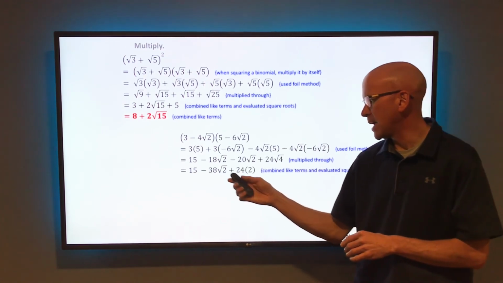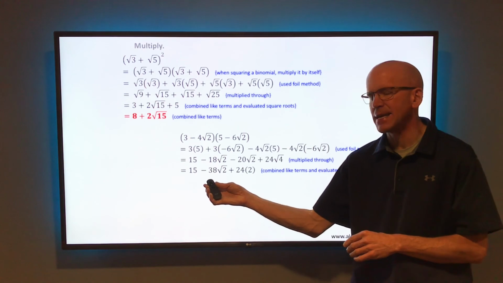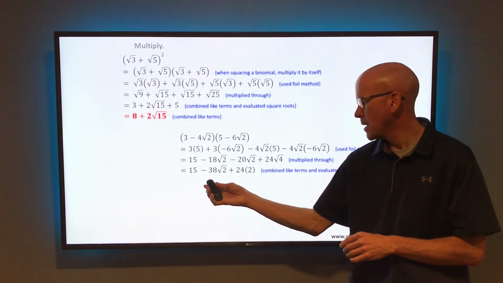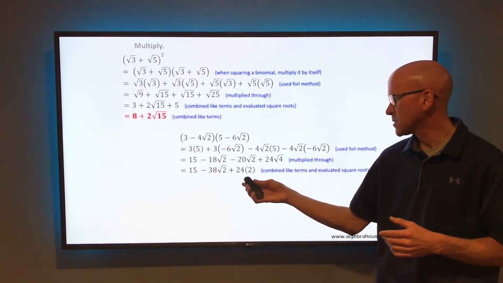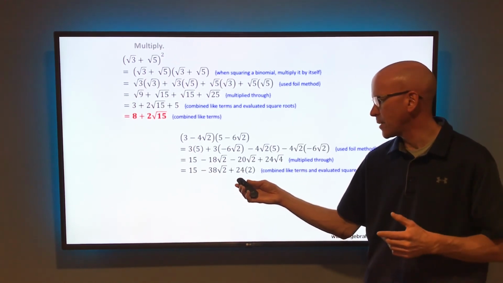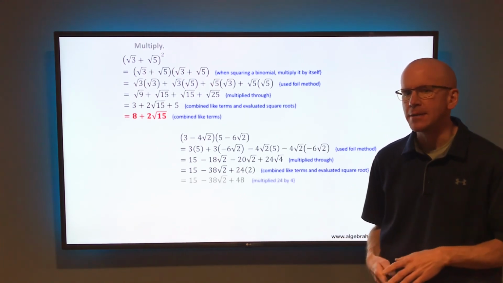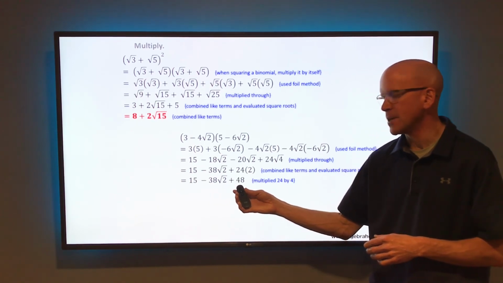So you have 15 minus 38 square root of 2. So you have negative 18 square root of 2 minus 20 square root of 2. That makes that negative 38 square root of 2. Then on the end, 24 times the square root of 4. Well, the square root of 4 is 2. So it'd be 24 times 2 on the end. Keep looking to simplify. 24 times 2 on the end, that's going to be 48. Everything else stays the same. So it's 15 minus 38 square root of 2 plus 48 on the end.